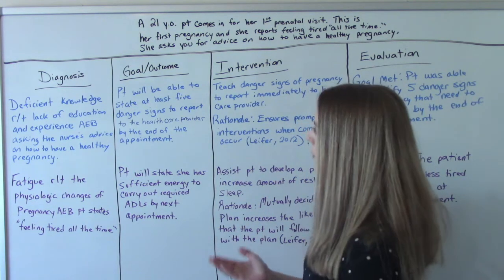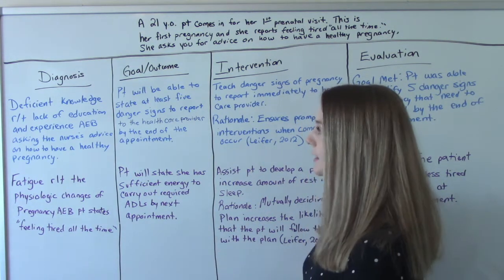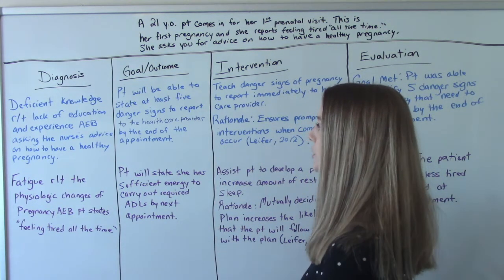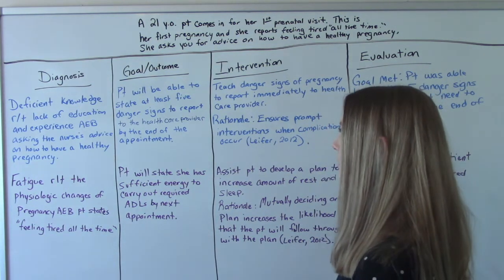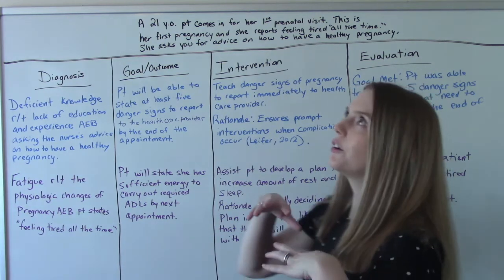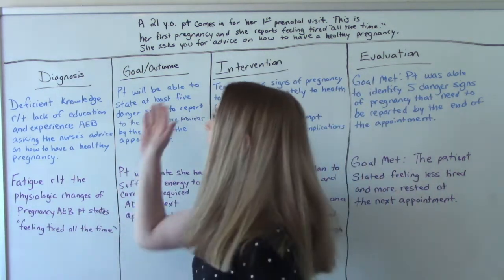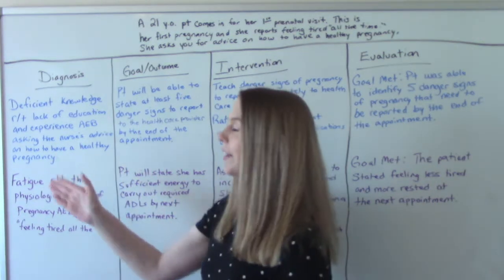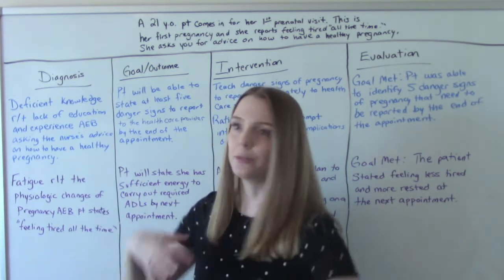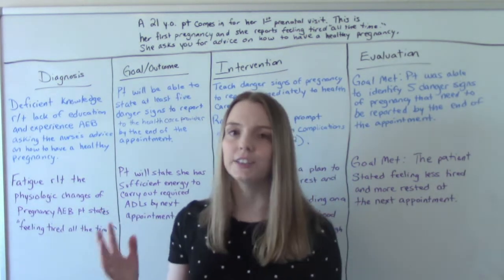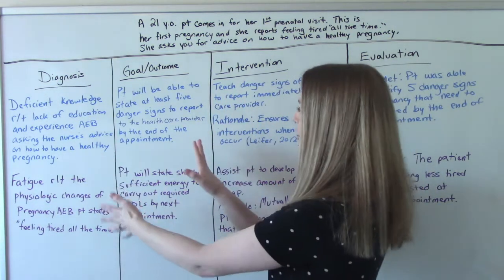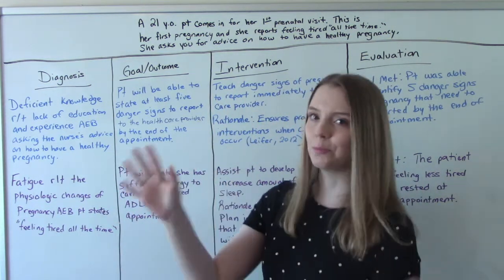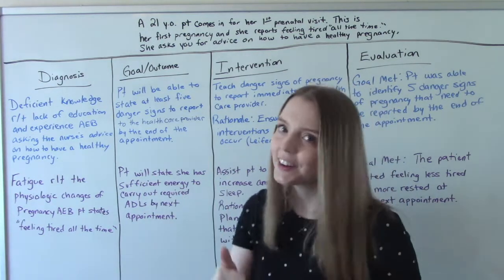So her goal: the patient will be able to state at least 5 danger signs to report to the healthcare provider by the end of the appointment. And there could have been a million different things I put as a goal when it comes to knowledge deficit in teaching. There's a lot of information, especially in that first prenatal appointment. But what I chose was the danger signs, because those are extra important. Those are things we need to make sure she definitely knows.